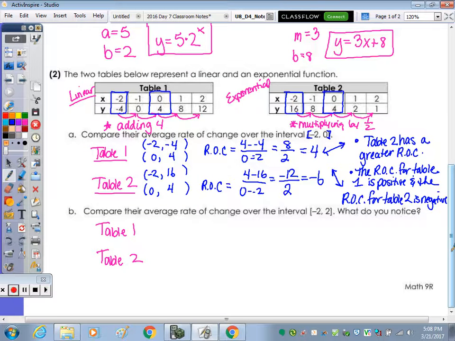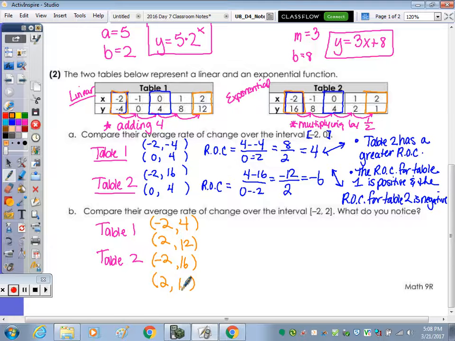All right, part B. We have a different interval, so I'm going to use orange since I was highlighting in a table. Our interval is from -2 to 2, so we're looking for those points that have an x value of -2 and 2 on both of those tables. We want to find the y value that goes with each of those points. So on table 1, when x is -2, once again we have a y value of 4, but this time when x is a positive 2, we have a y value of 12. On table 2, we're looking at the same x value of -2, which has a y value of 16. And then when x is a positive 2, we have a y value of 1.